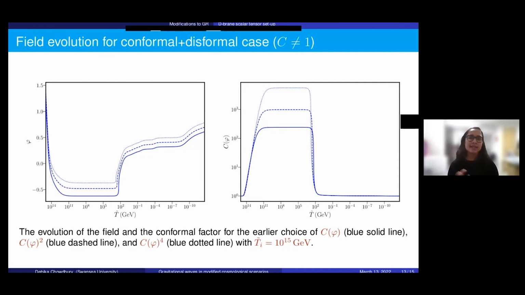So in this case, again, we have to solve the complicated coupled set of equations, and we find that the evolution of phi looks like this. If you remember, this is very similar to what we had seen for the purely conformal case. So this shows that the evolution of phi overall is mainly governed by the conformal factor, because in spite of the presence of a disformal factor, it looks very similar to the purely conformal case. Again, I have plotted for the choice of C phi, which is the solid line, and C phi square for the dashed line, and C phi power 4 for the dotted line.